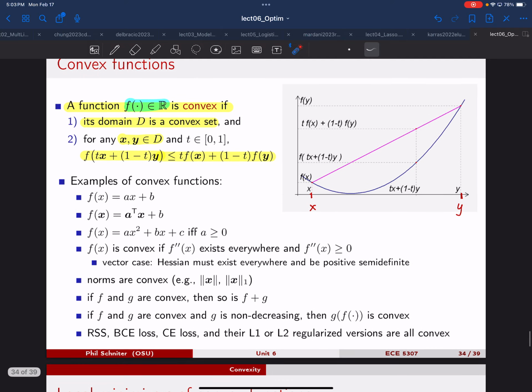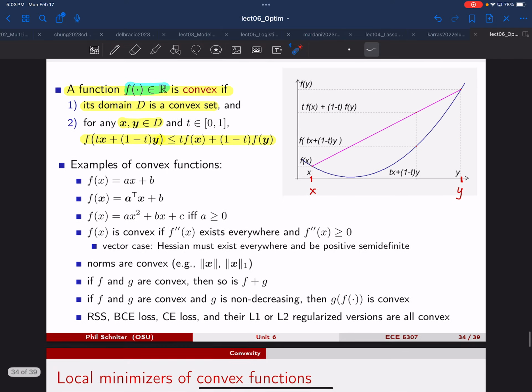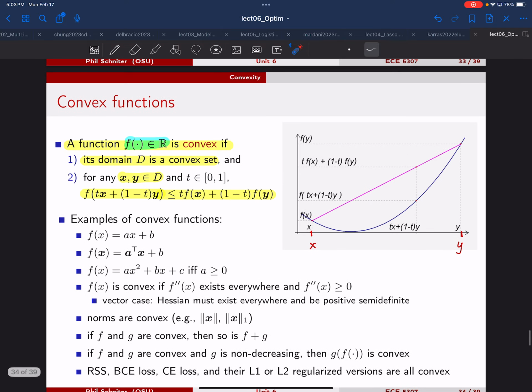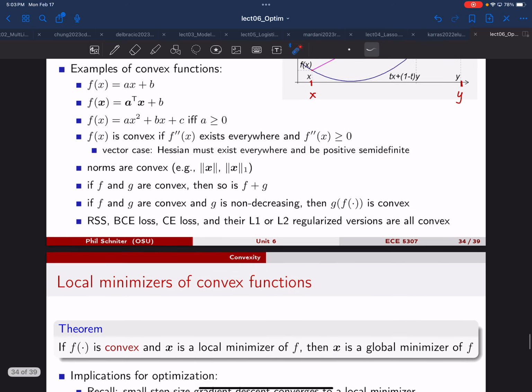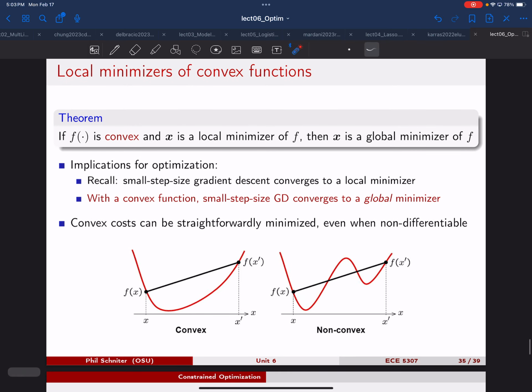Okay, so that's convexity. Any questions on convex functions? Okay, and I sort of said this already, but this is why we care. If a function is convex, and if x is a local minimizer, then it's also a global minimizer.